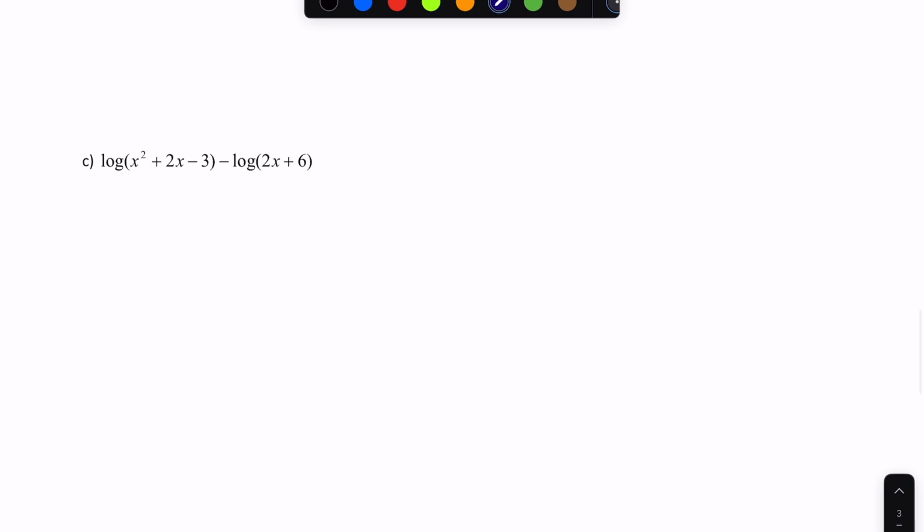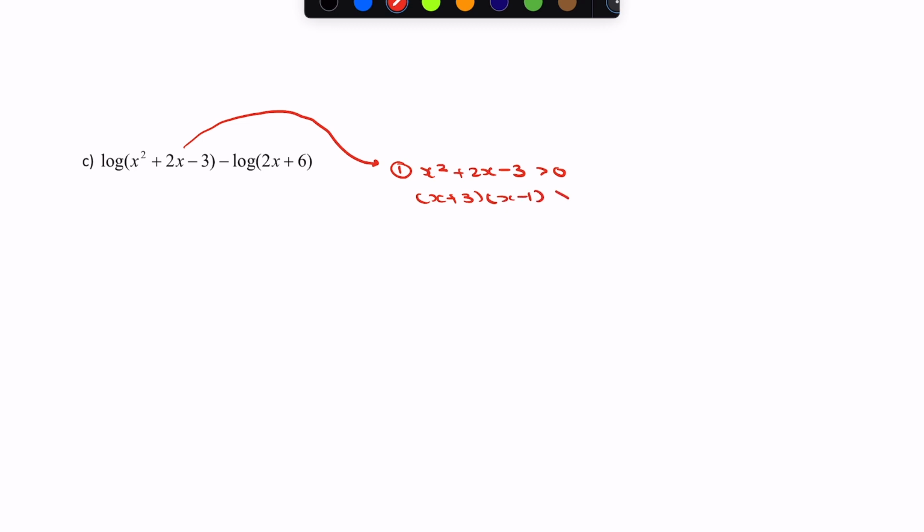In this last example, we have log of x squared plus 2x minus 3, minus log of 2x plus 6. So if we look at this first expression, x squared plus 2x minus 3, that has to be greater than 0. And so this can be factored as x plus 3, x minus 1 has to be greater than 0.